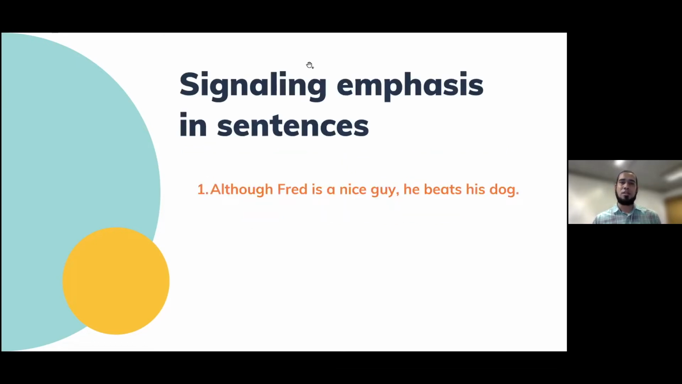All right, so let's read sentence number 1. What do you think the author is trying to convey about Fred? Whether Fred is a nice guy or a bad guy, positive or negative? What do you feel? Okay, Isa is negative. Izzat is negative. Okay, Almir is positive. Tawfiq is, Hashim is negative. Almir, do you like beating dogs?